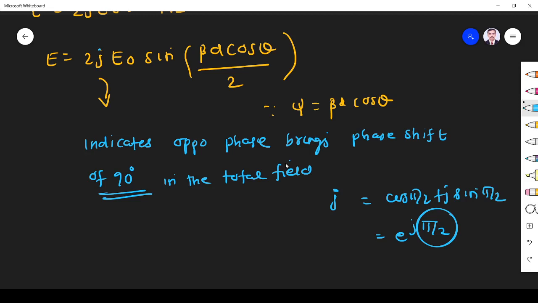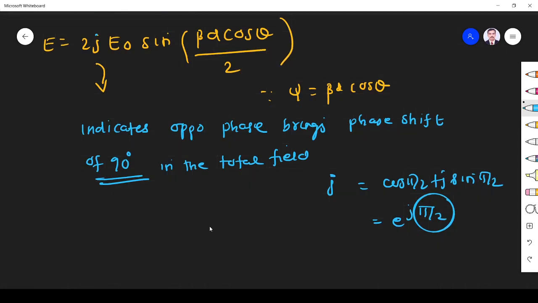So this is not available in the same source, right? Array fed with the same current, the same amplitude and the same phase. Here we are introducing opposite phase, so it is introducing an extra 90 degree phase shift in the total field. Right, now we normalize it.